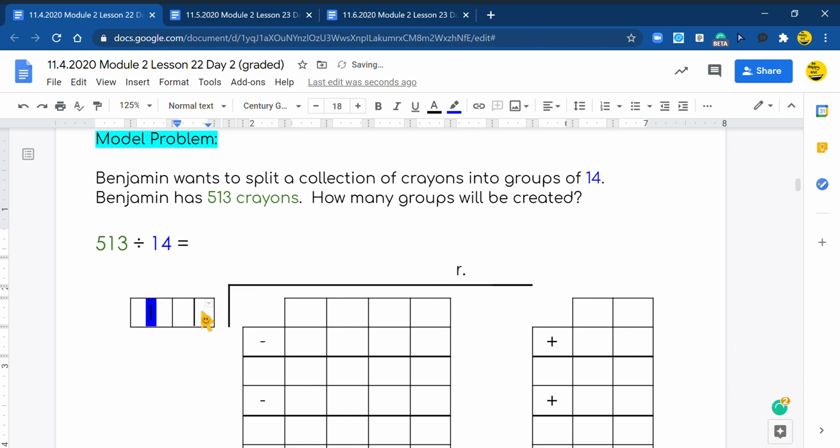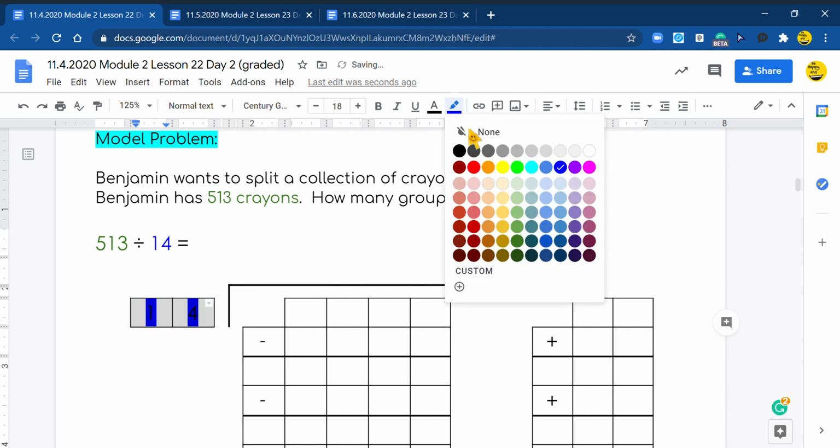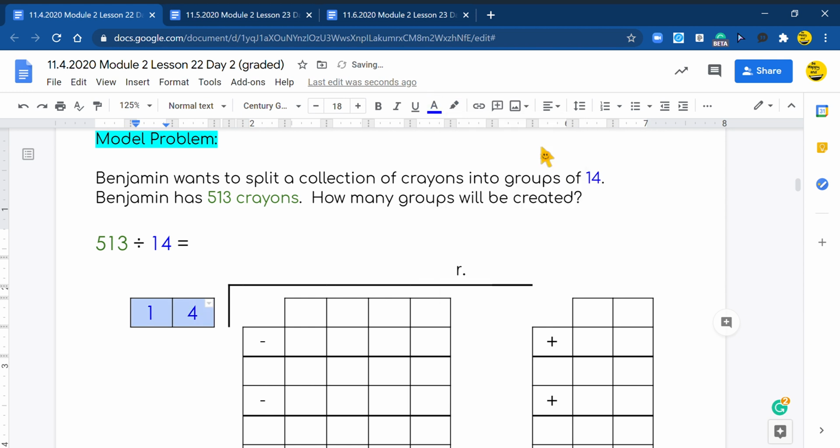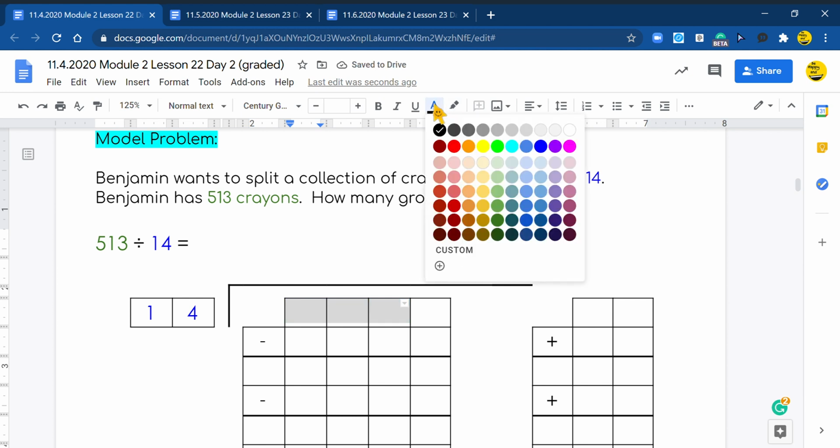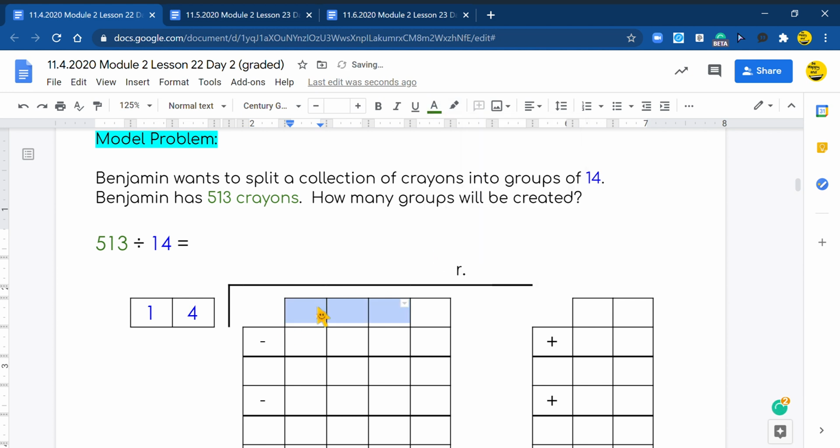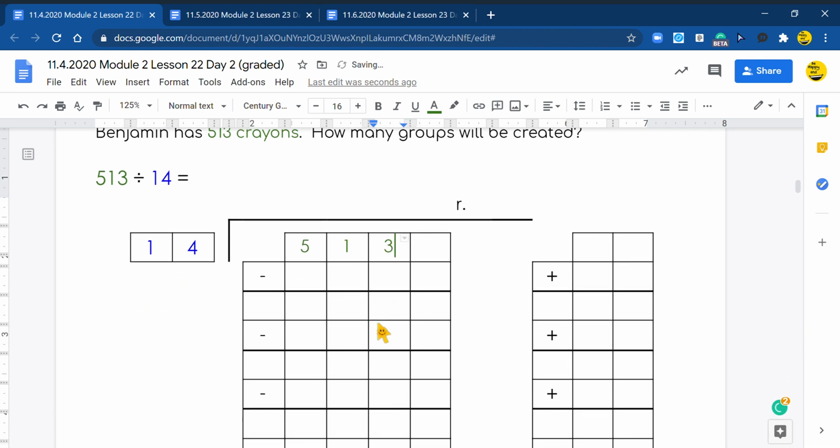Write my 14. Oh, I did the wrong one, you guys. It's an easy fix. So here we go, 14. Now right here is my dividend, which is this pretty green. So I'm going to quickly write it in, 513. I have now set up my problem.